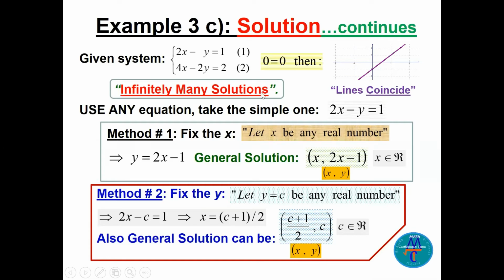2x minus y is equal to 1. Now these two equations are the same. Let's take the easy one, 2x minus y is equal to 1. I will present here two methods, method number 1, method number 2. You can use any one, just pay attention.